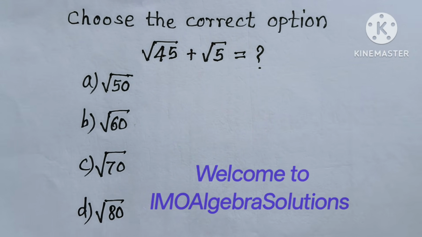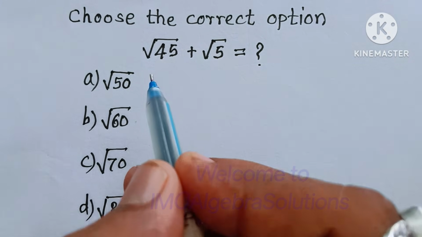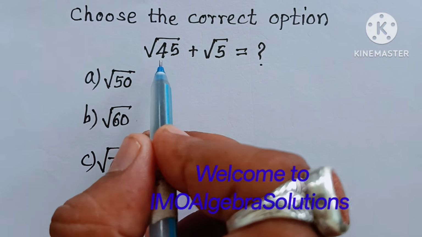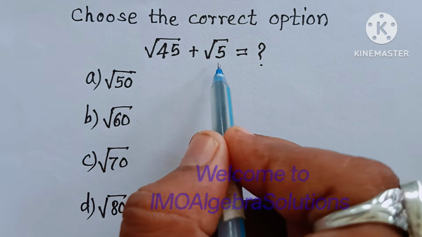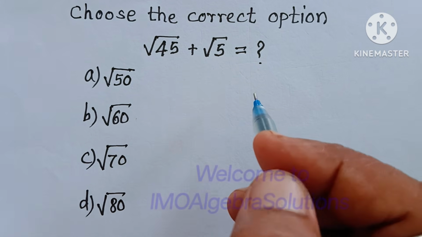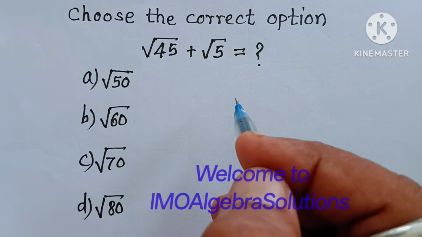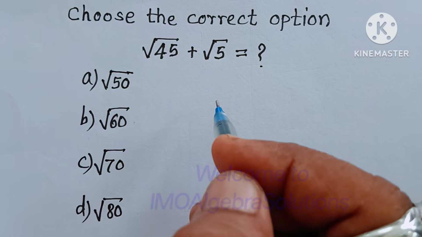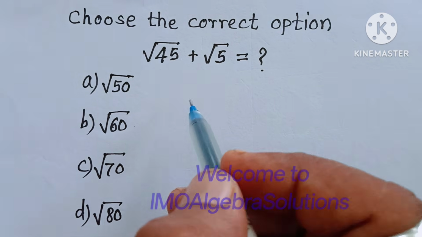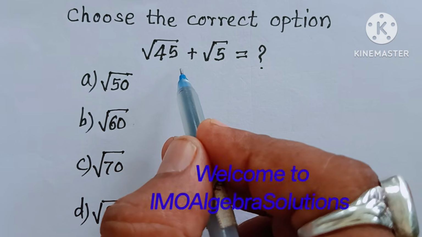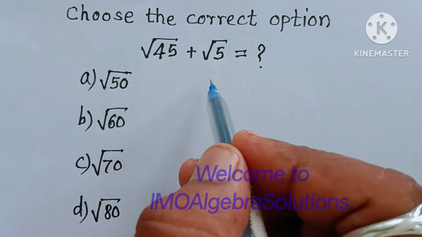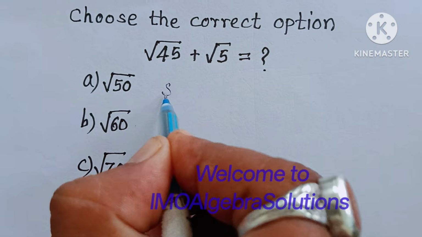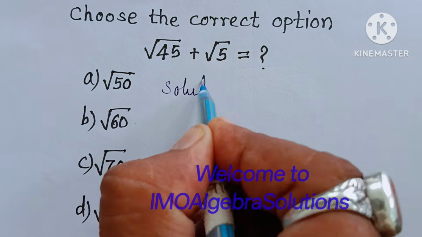I am Algebra solution. Choose the correct option. This is the radical problem: under root 45 plus under root 5. This type of question has been asked many times in the International Maths Olympiad exam. So how can we solve this type of radical question? Let's start the solution. It is very easy.